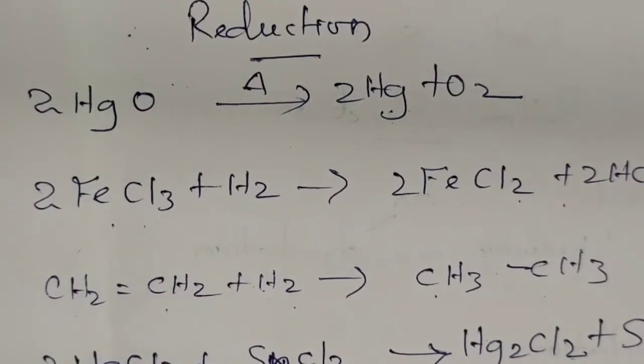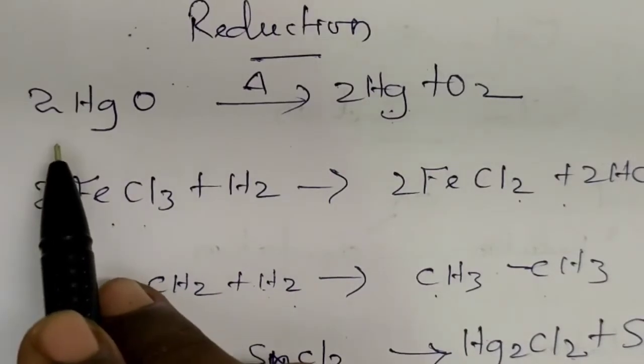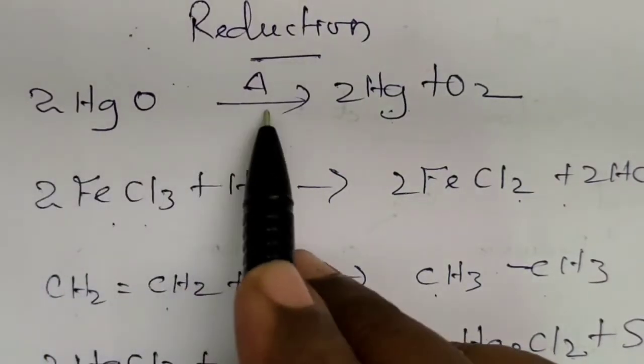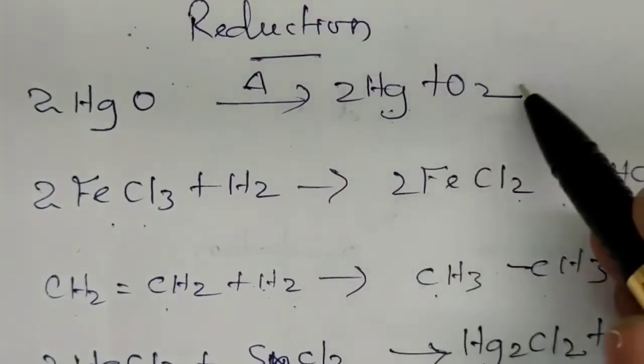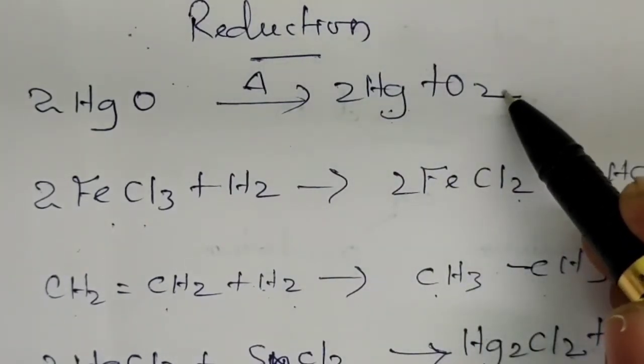Reduction. So what do you mean by reduction? Reduction is just the reverse of oxidation. In oxidation we studied that addition of oxygen is called oxidation. Reduction means removal of oxygen. For this equation, when mercuric oxide is heated, oxygen is removed. So this is an example for a reduction reaction.